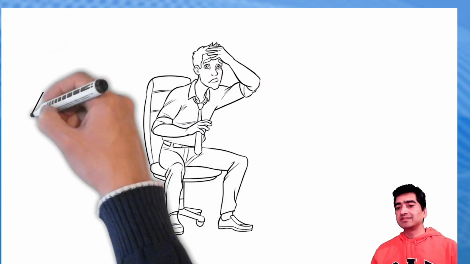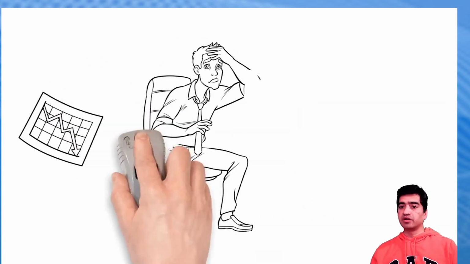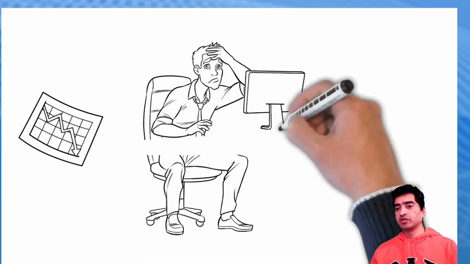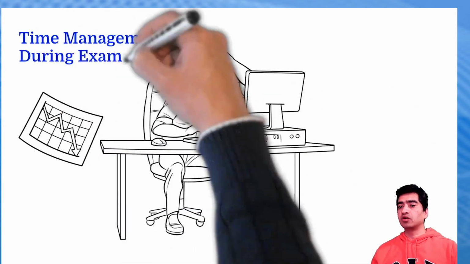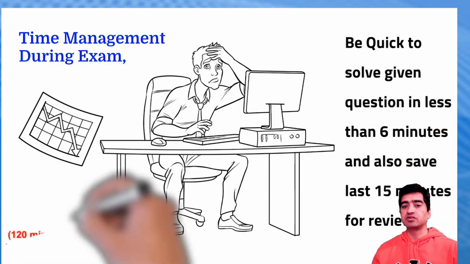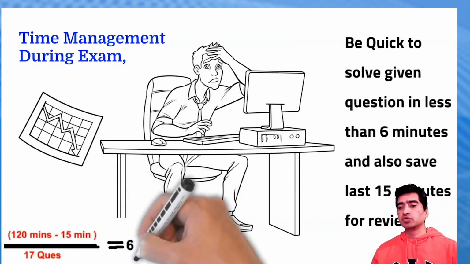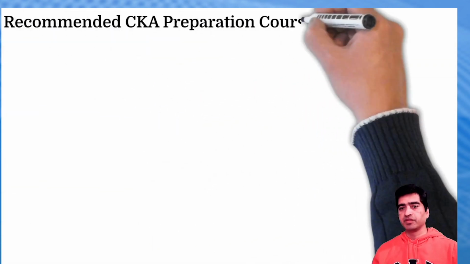Please note that these 2 hours can fly by in just a few minutes if you are not managing time properly. There will be 17 questions during the exam, and out of 120 minutes, take out at least 15 minutes, which is recommended for review. So you will have on average just 6 minutes for each question.